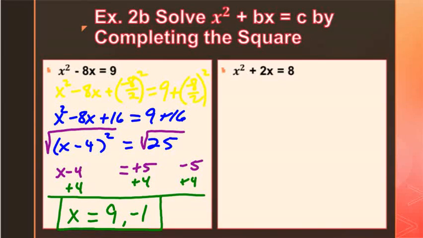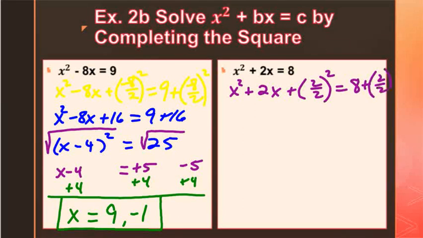Let's look at the next example. X squared plus 2x equals 8. I need to complete the square. So x squared plus 2x plus 2 divided by 2 squared equals 8 plus 2 divided by 2 squared.